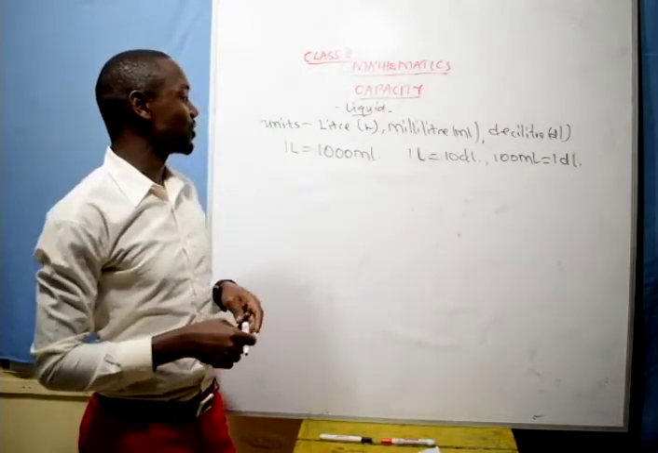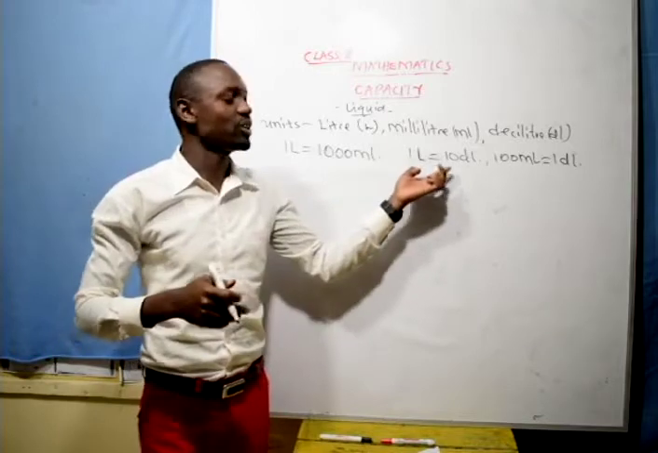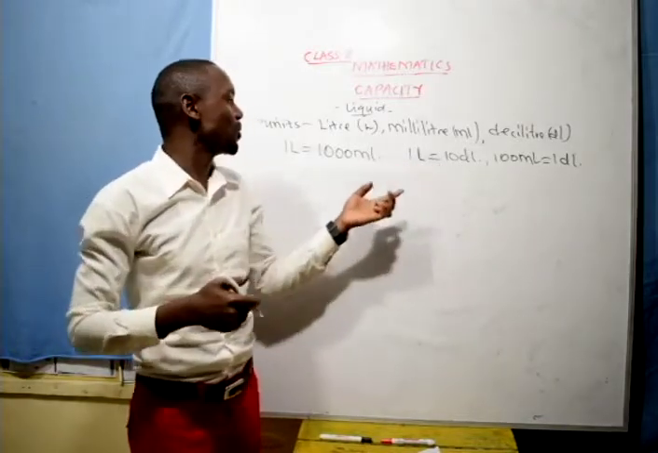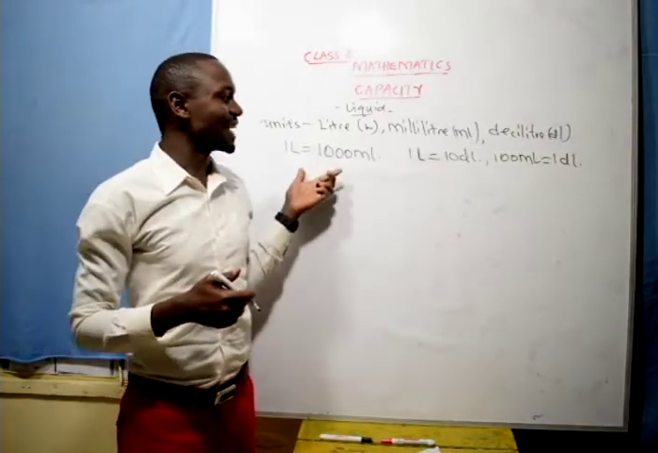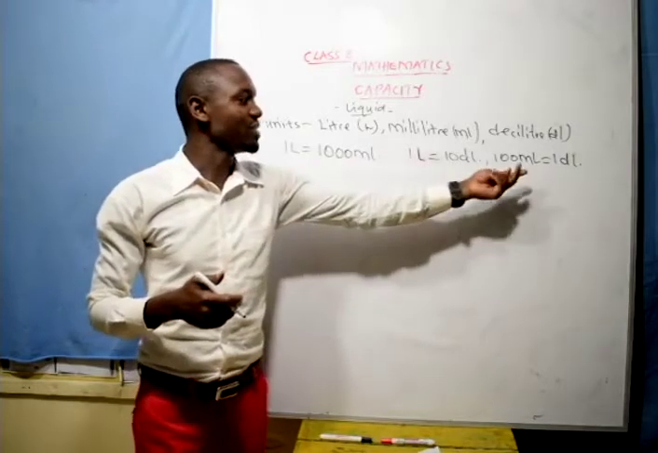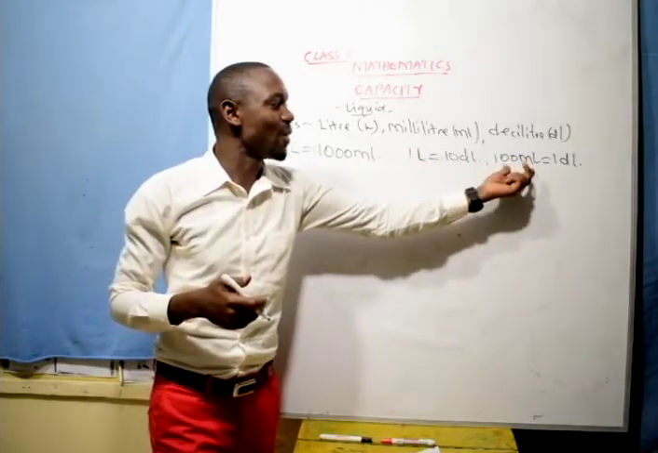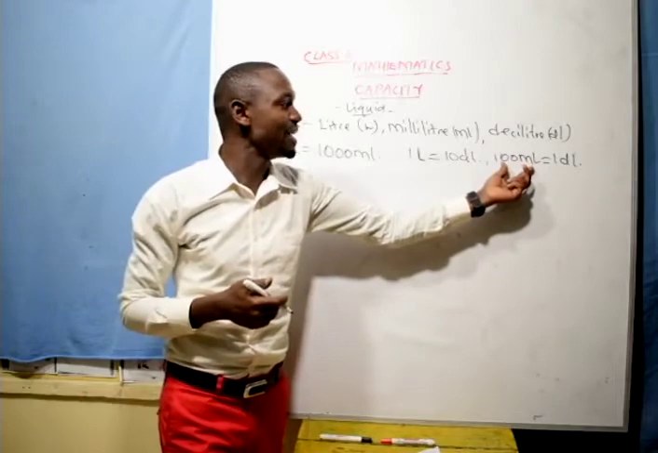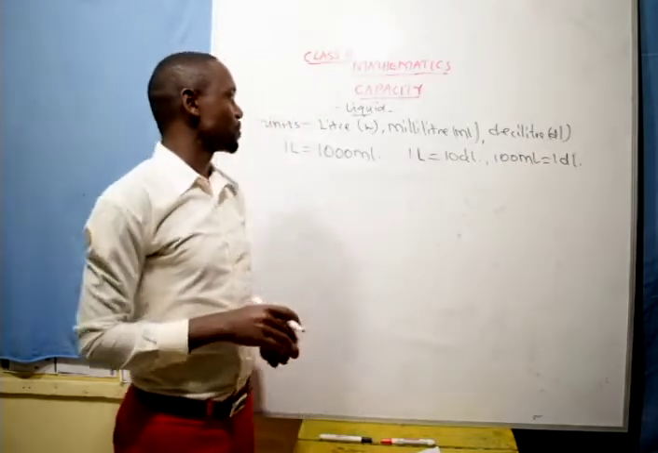Sometimes you can be told to change one unit of capacity to another. For example, change 10 deciliters into milliliters. With this in mind, that 1 deciliter is equal to 100 milliliters, that is very much possible.